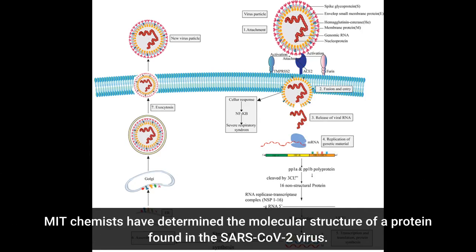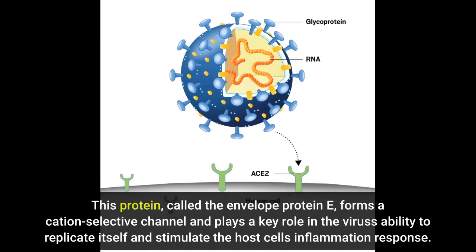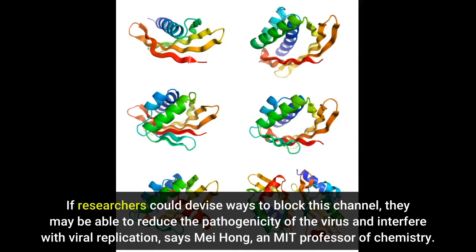MIT chemists have determined the molecular structure of a protein found in the SARS-CoV-2 virus. This protein, called the envelope protein E, forms a cation-selective channel and plays a key role in the virus' ability to replicate itself and stimulate the host cell's inflammation response. If researchers could devise ways to block this channel, they may be able to reduce the pathogenicity of the virus and interfere with viral replication, says Mei Hong, an MIT professor of chemistry.